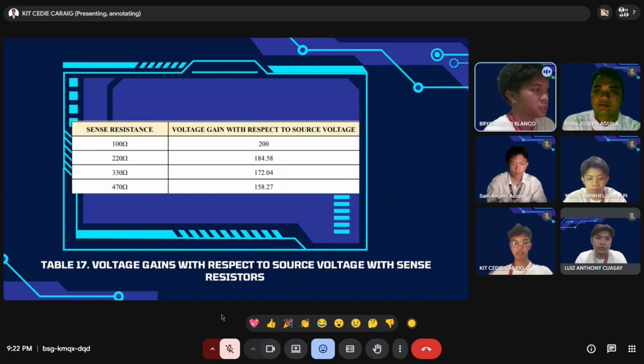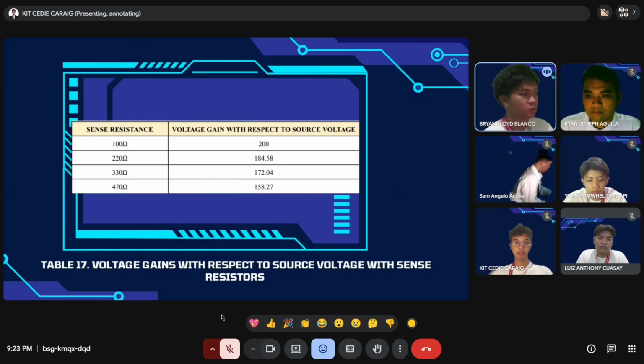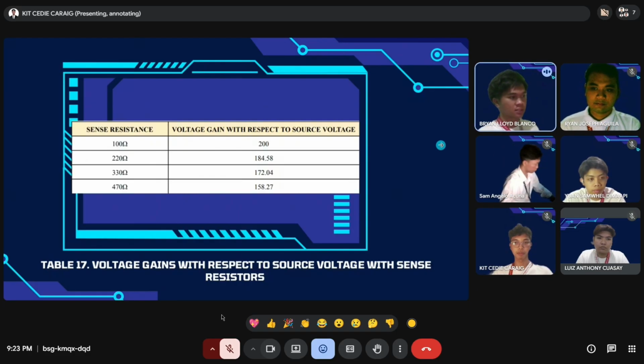As sense resistance increases, voltage gain consistently decreases. This is attributed to the voltage dividing effect of the resistors. As its resistance grows, a greater portion of the source voltage drops across it, reducing the effective input seen at the transistor-based terminal, while the output voltage remains comparatively less affected. Next slide.